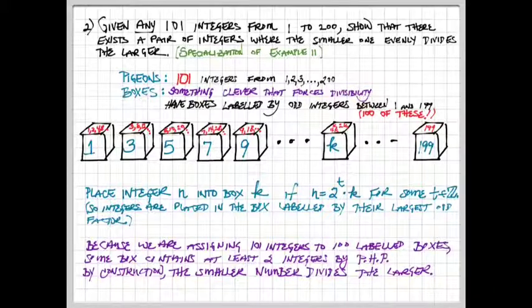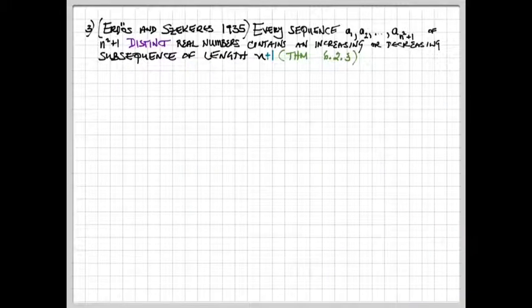Those 2 integers, by construction, have been designed so that the smaller number in the box will divide the larger number. That's because the odd parts of the integers are exactly the same, and one of them has a smaller power of 2 than the other one. So that means no matter what 101 integers you choose, 2 of them will have to divide one another. Erdős and Szekeres. This is a very, very beautiful theorem.